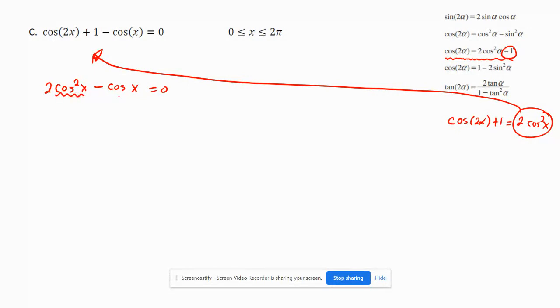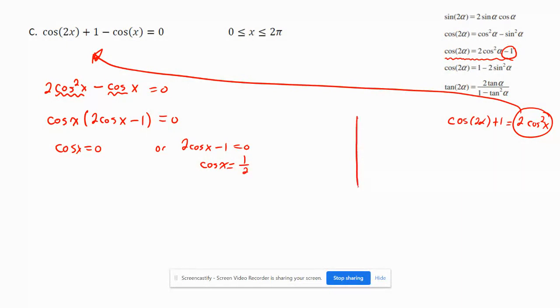Now, similar to the first example that we did, we have a common factor of cosine x. Factor this out. And that means that cosine x equals 0, or 2 cos x minus 1 equals 0. Add 1, divide by 2. That means cosine x equals 1/2.